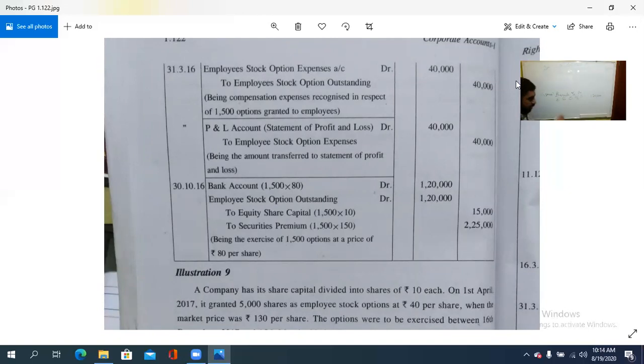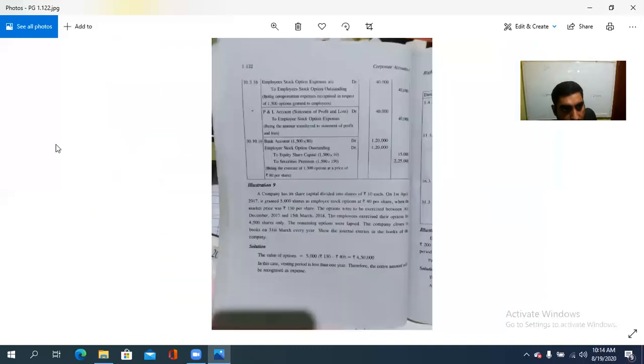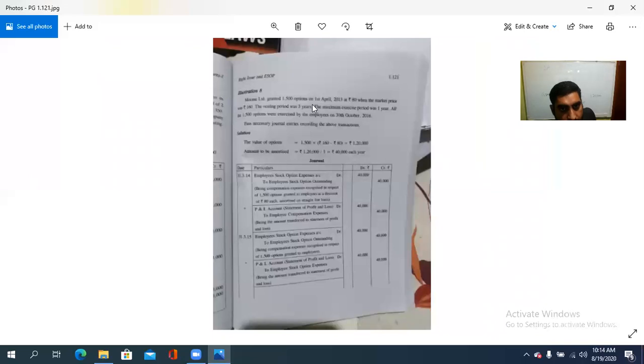1,20,000. Then to equity share capital, how much? Check in the question. 1,500 options on 1st April, 80 for 160. Isn't it? So all the options were exercised by the employees on 30th October 2016, pass the entries. That is all it says.